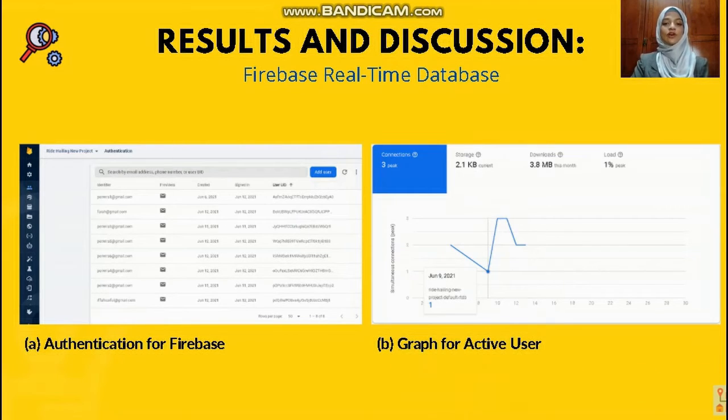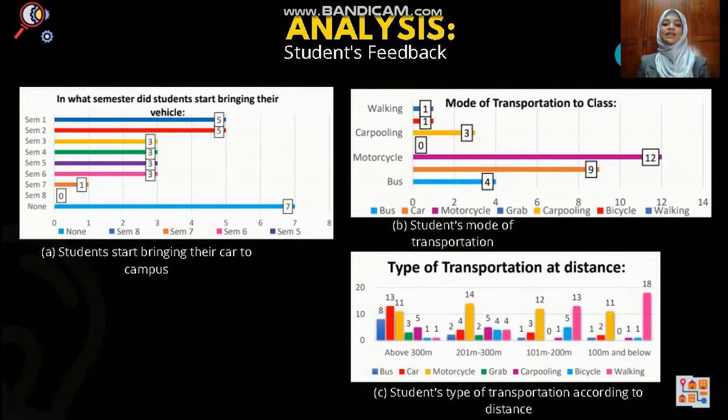And then the graph for active users. This graph shows the number of active users for the past 30 days. It shows any user interaction with the application. So if the same user engages with the application more than once in a period of time, the system still counts them as one. Okay, so for the analysis.